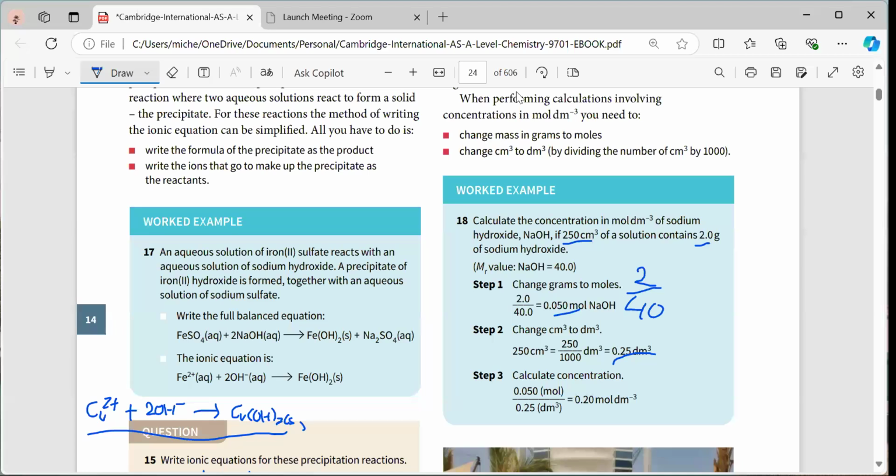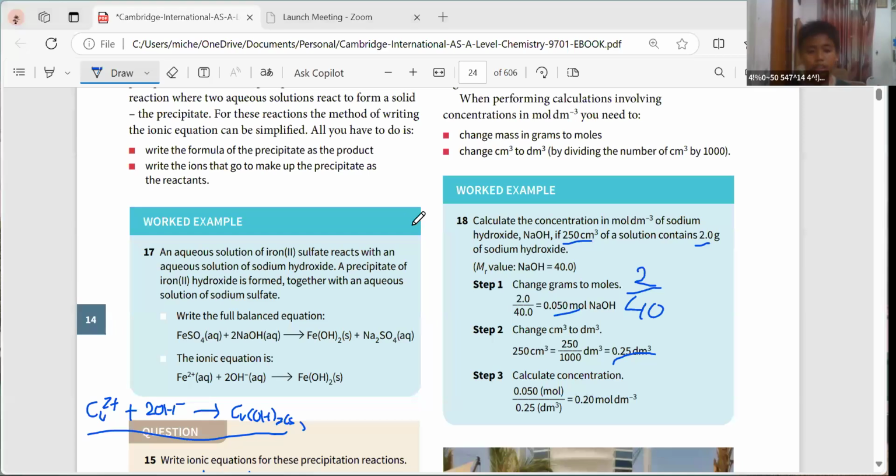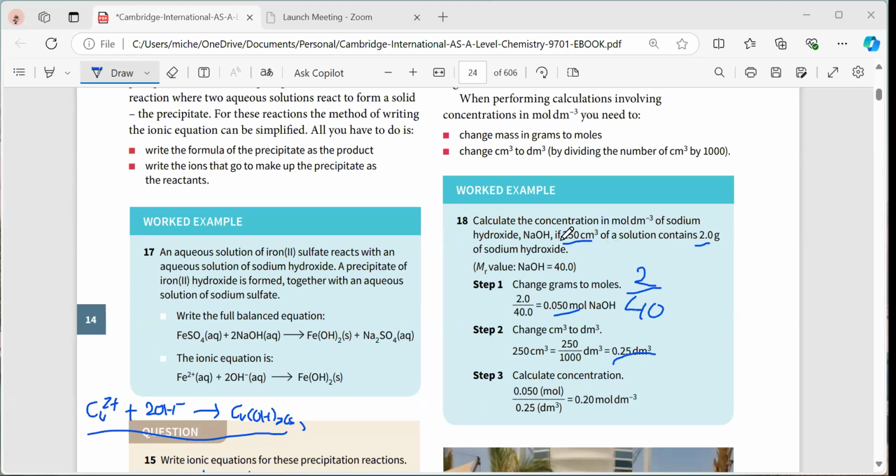Okay, so I think someone raised their hand, and if you have any questions, just ask. So how do we calculate the concentration? You mean how do we find 250? I'm not really sure. Okay, usually the concentration, okay, hold on.